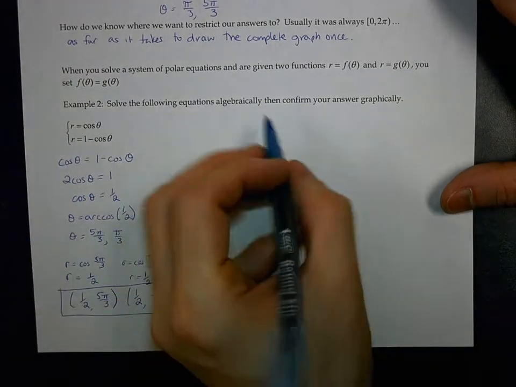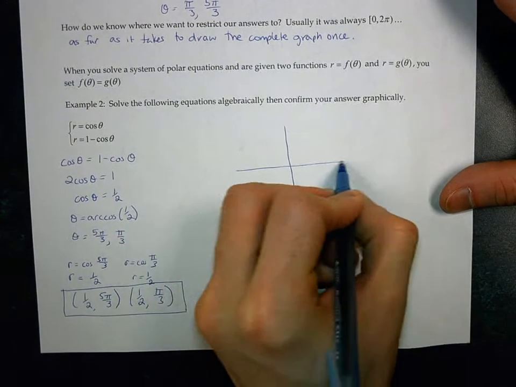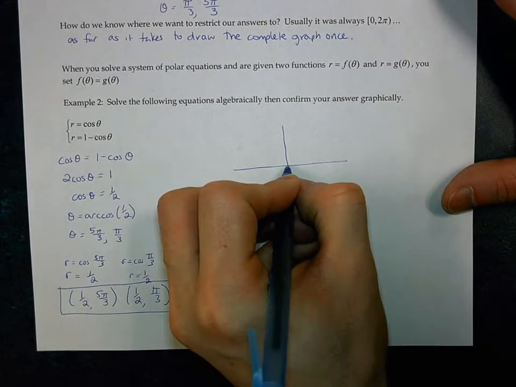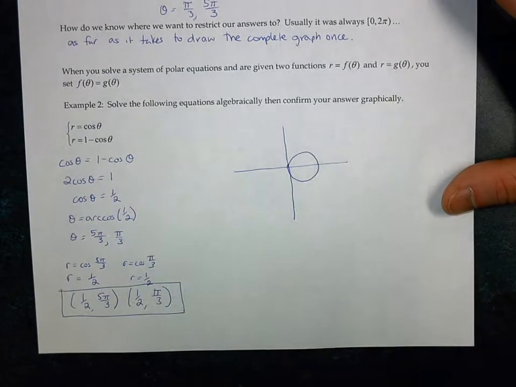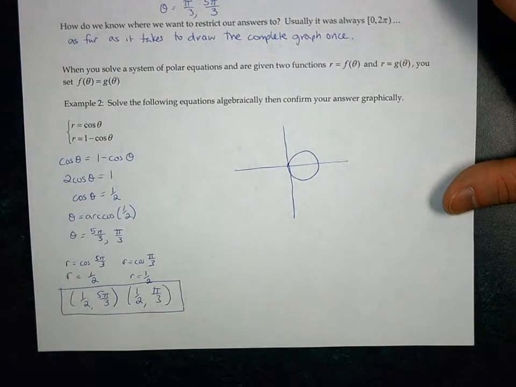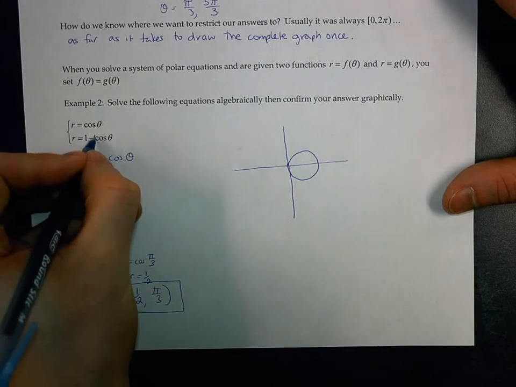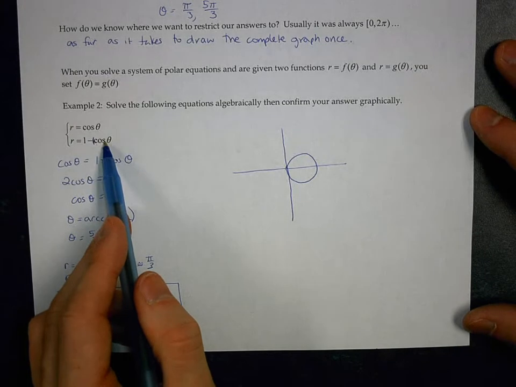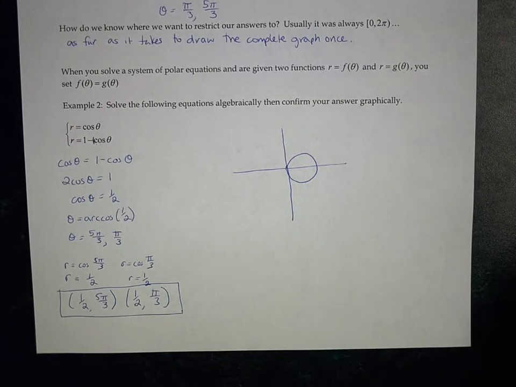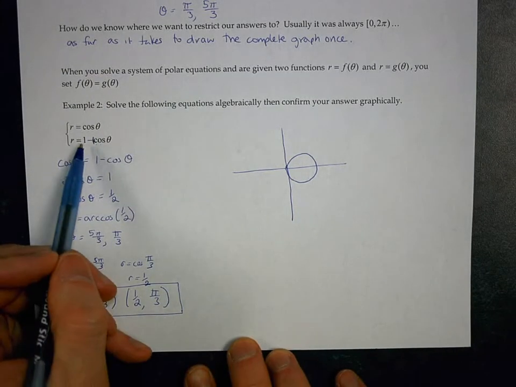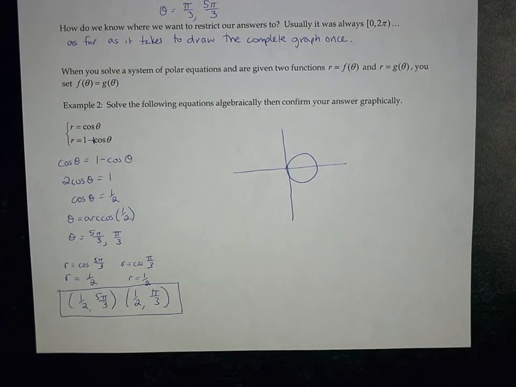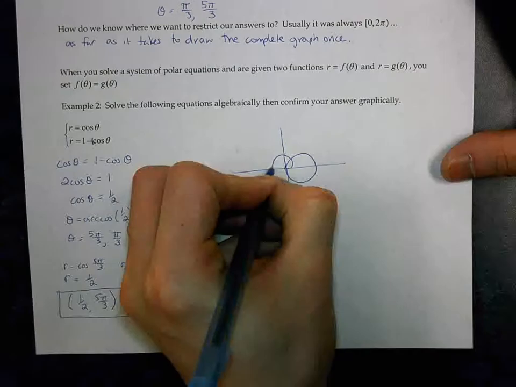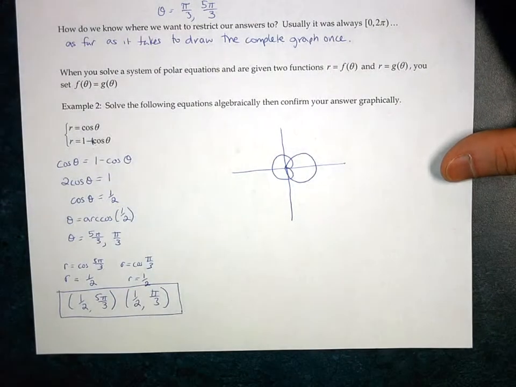r equals cosine of theta, that we know is a circle with diameter 1 along the x-axis. 1 minus cosine of theta. Remember, that's 1 minus 1 cosine of theta. So the minus cosine of theta portion is a reflection to the other side of the y-axis, or the theta equals pi over 2 line. And then we've got a 1 minus 1 here. That's a ratio of 1 to 1, which produces a cardioid. So I'm going to have the general shape that looks like that.